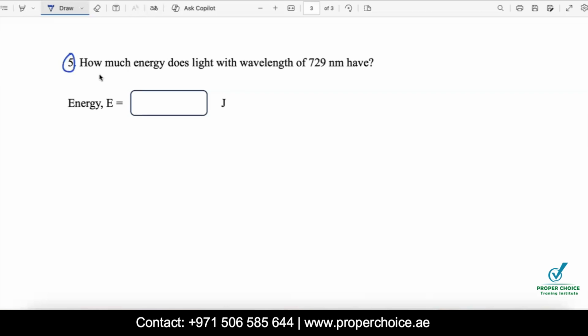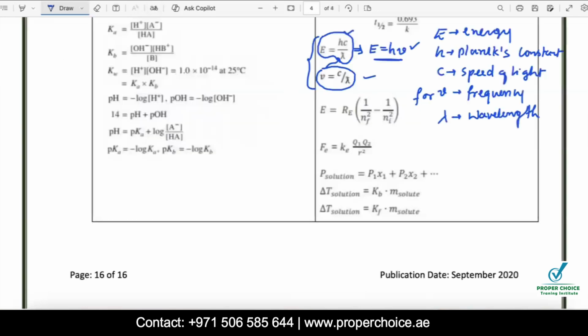Question number 5. How much energy does a light with a wavelength of 729 nanometer have? This time wavelength is given and they're asking for the energy. So by the way, what is the formula given to us? Energy is equal to Planck's constant times speed of light divided by wavelength. This is the formula which is given to us.